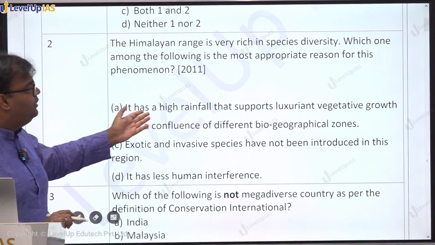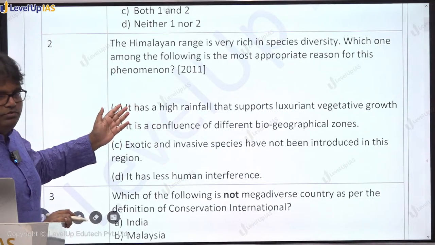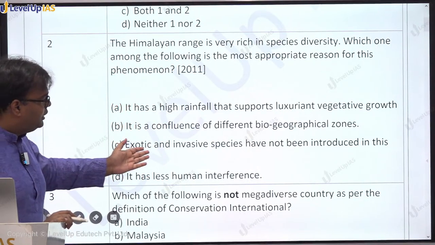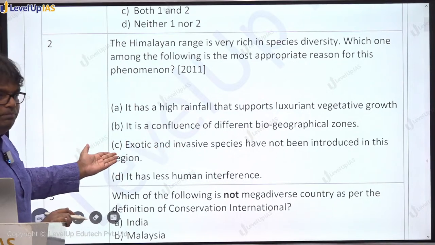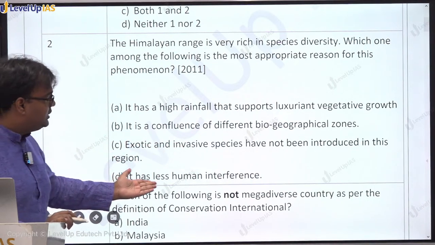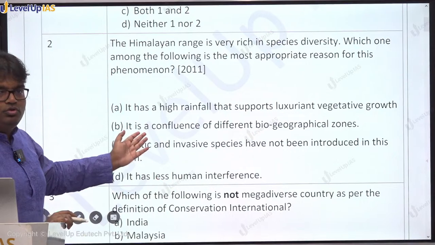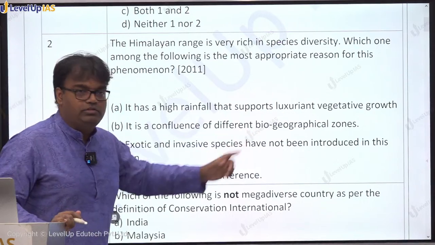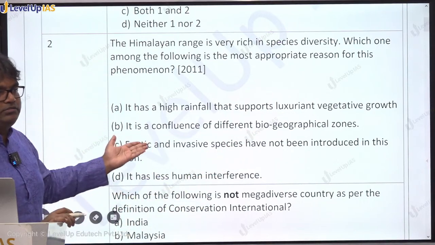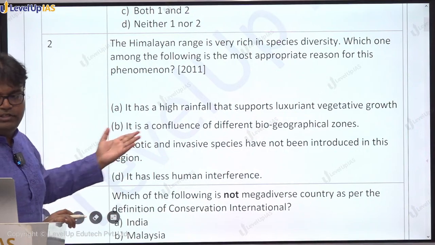Now, it has high rainfall that supports luxuriant vegetative growth. That's not true. Exotic and invasive species have not been introduced. Wahan pe hain exotic invasive species. It has less human interference. That's also not true. So, various biogeographical zones intersect there, and that's one reason. There's a lot of diversity here. B.